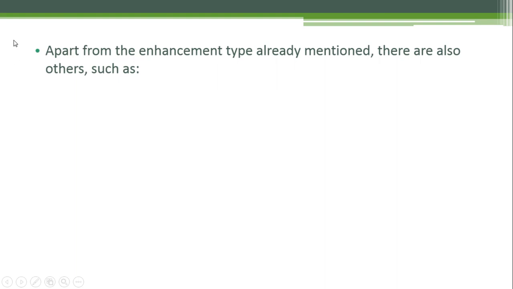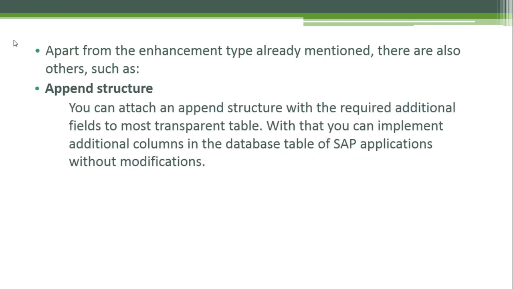Apart from the enhancement type already mentioned, there are also others such as the append structure. You can attach an append structure with the required additional fields to most transparent tables. With that, you can implement additional columns in the database table of SAP applications without modifications, and sort text areas commented out by SAP.